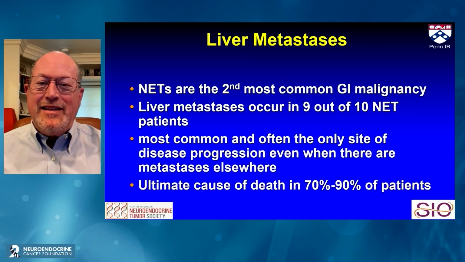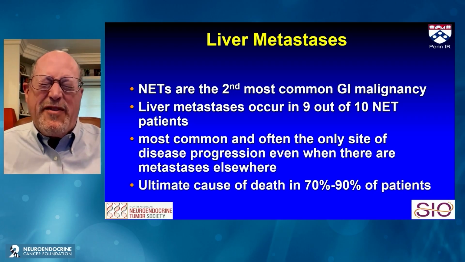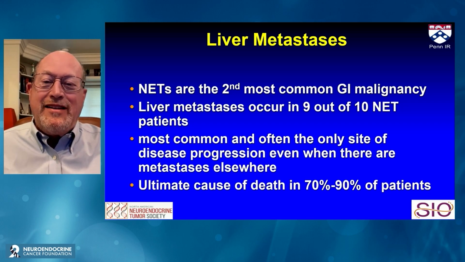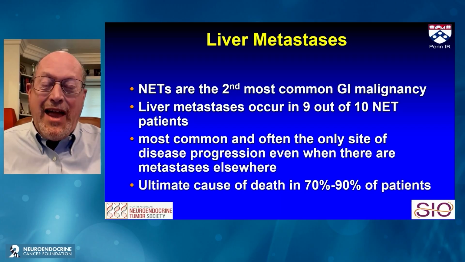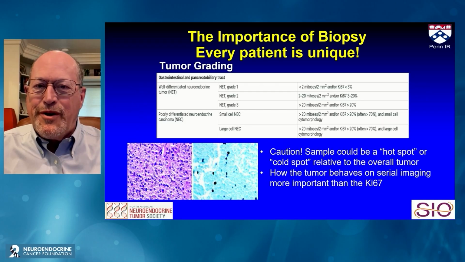So liver metastases, as you know, are super common in patients with neuroendocrine tumors. Neuroendocrine tumors, in fact, are the second most common GI malignancy after colon cancer. So there's a lot of you out there, and patients develop liver metastases about 9 out of 10 times over the course of their disease. It's the most common and often the only site of disease progression, even if there's disease outside the liver, and ultimately leads to death in the majority of NET patients. So controlling them is super important.